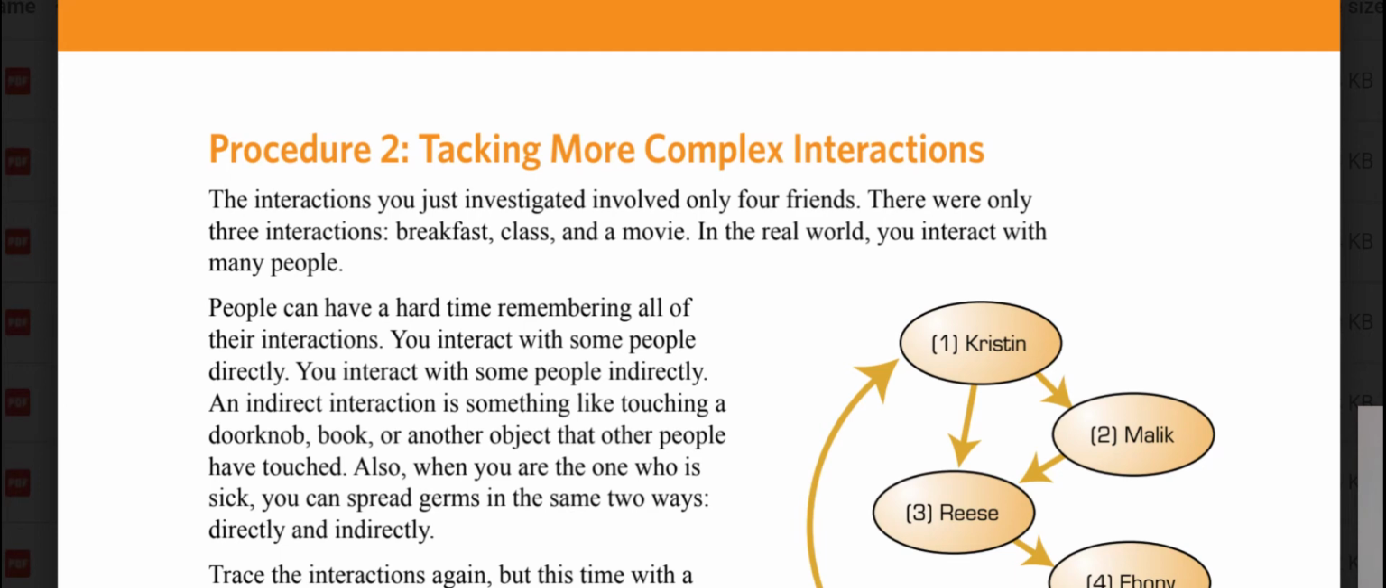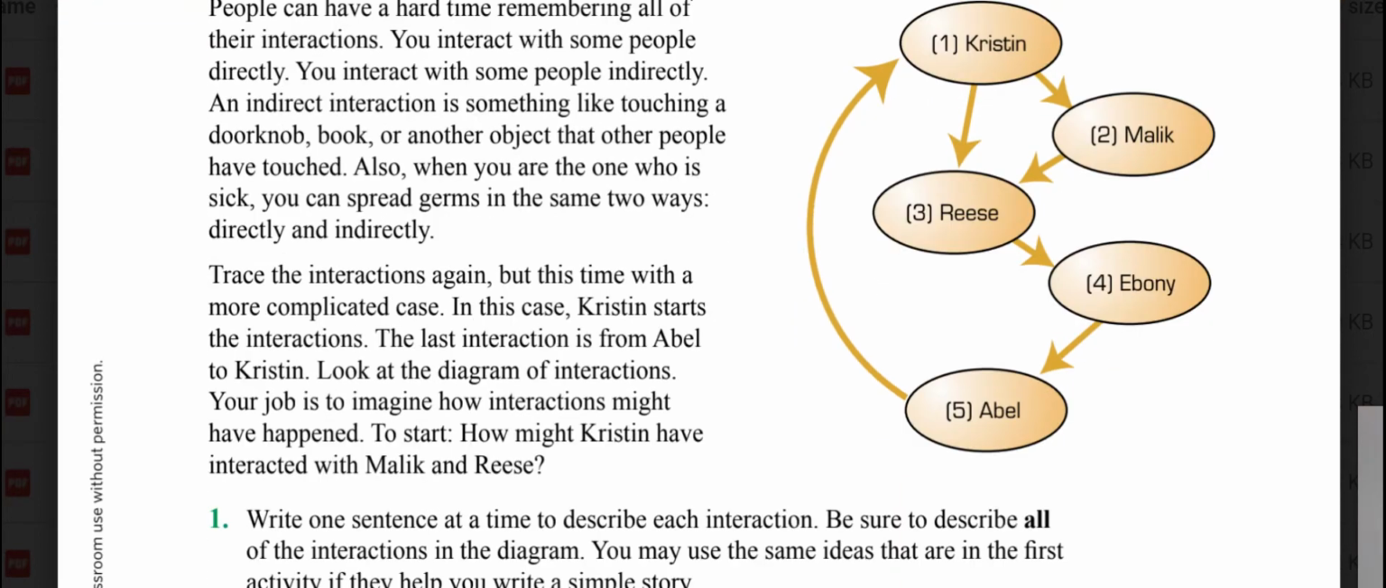You interact with some people directly. You interact with some people indirectly. An indirect interaction is something like touching a doorknob, book, or another object that other people have touched. Also, when you are the one who is sick, you can spread germs in the same 2 ways, directly and indirectly. Trace the interactions again, but this time with a more complicated case.